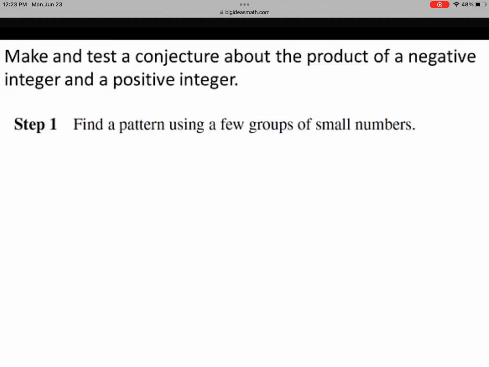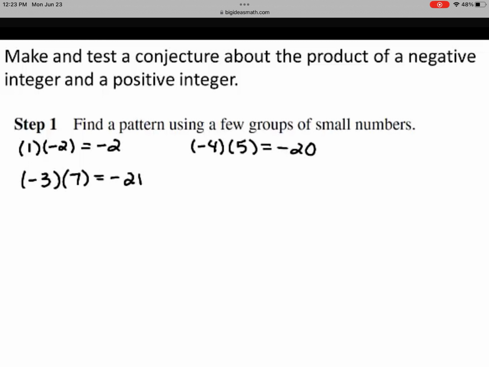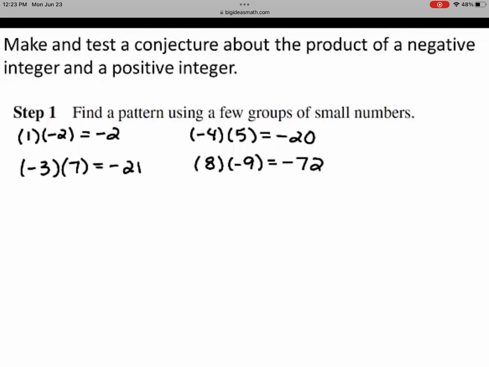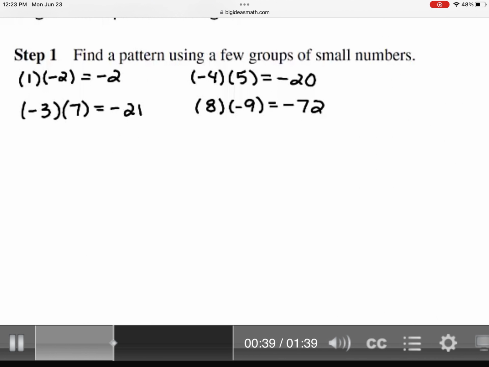For example, the product of 1 and negative 2 is negative 2. The product of negative 3 and 7 is negative 21. The product of negative 4 and 5 is negative 20. And the product of 8 and negative 9 is negative 72. Notice that each of these products is negative. So this seems to be the pattern.